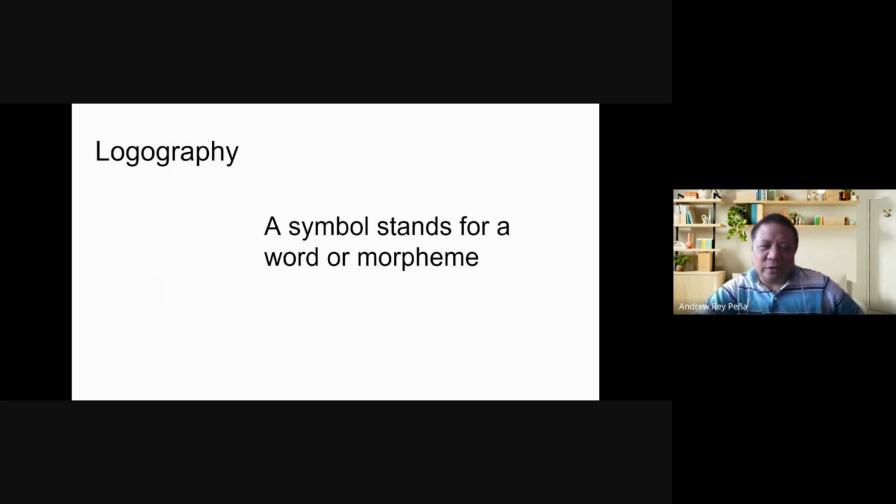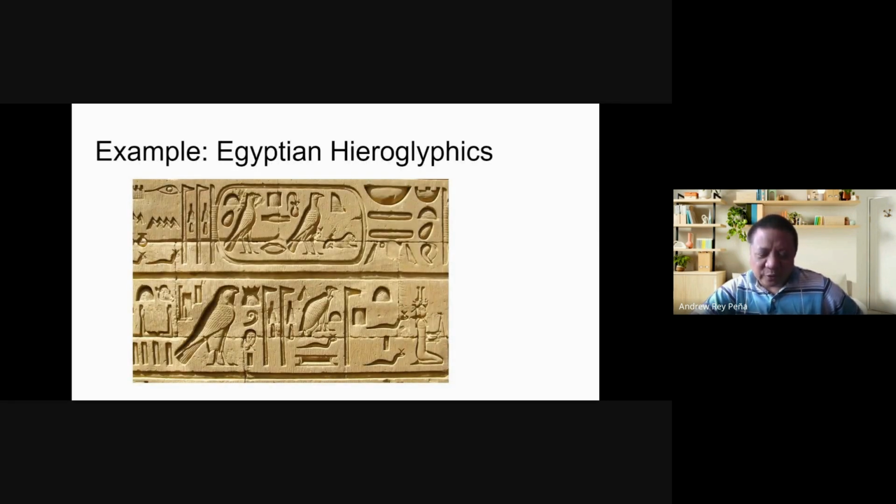And we also have a logography. In a logography, a symbol stands for a word or morpheme. We will have two videos that will help us understand logography in a more engaging way. Examples of a logography are Egyptian hieroglyphics. Egyptian hieroglyphics evolved from a pictograph where a picture represents a word to a picture serving as a sound. So they decided to use a picture to serve a sound.